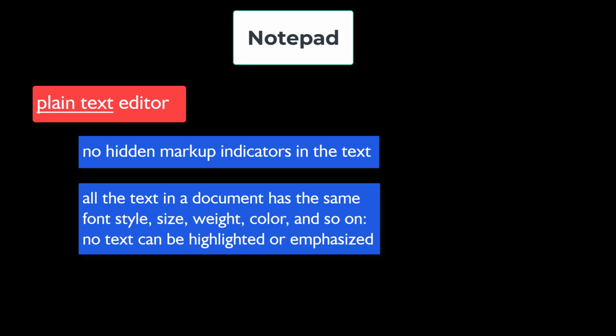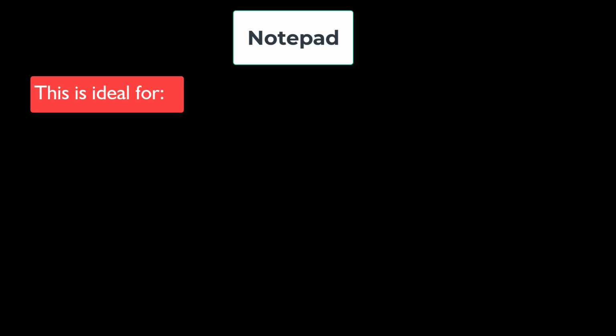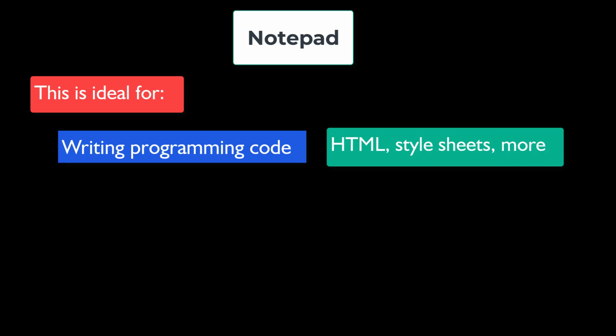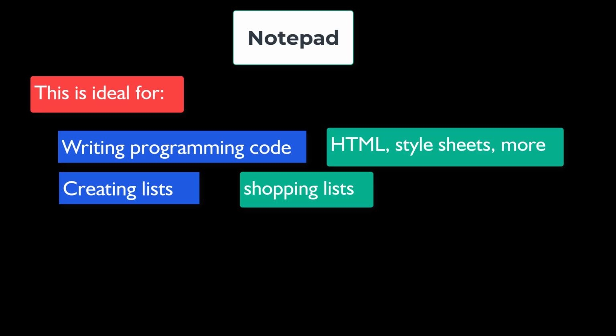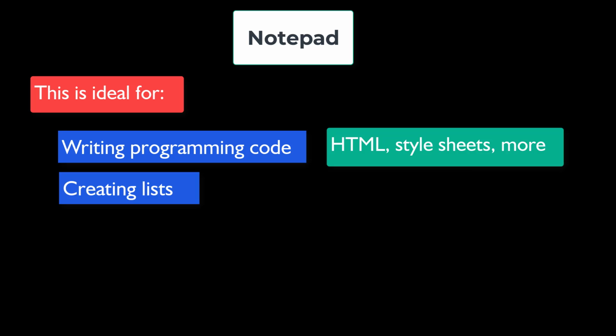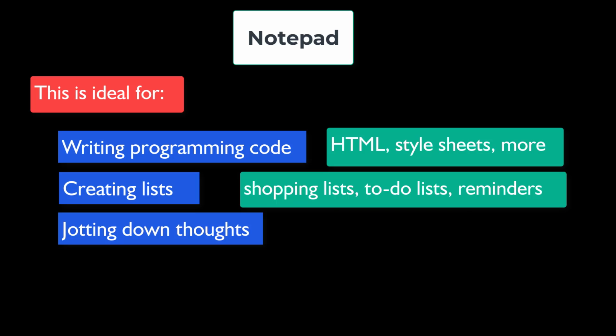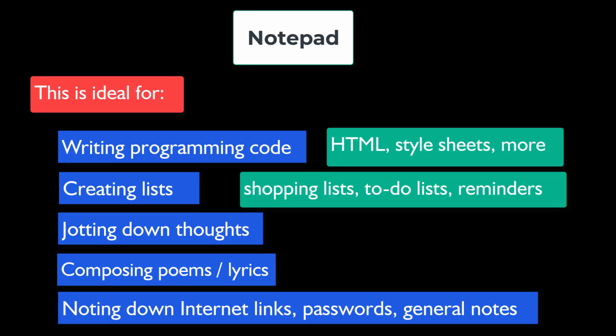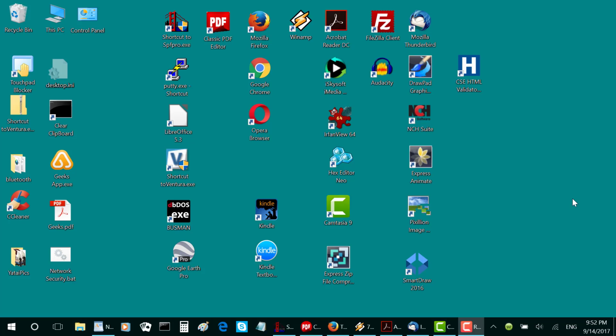No text can be highlighted or emphasized, which is actually ideal for many situations, such as writing programming code, including HTML, style sheets, and more, creating lists, shopping lists, to-do lists, reminders, jotting down your great thoughts, or composing terrific poems or lyrics, or noting down internet links, passwords, general notes, and so on.